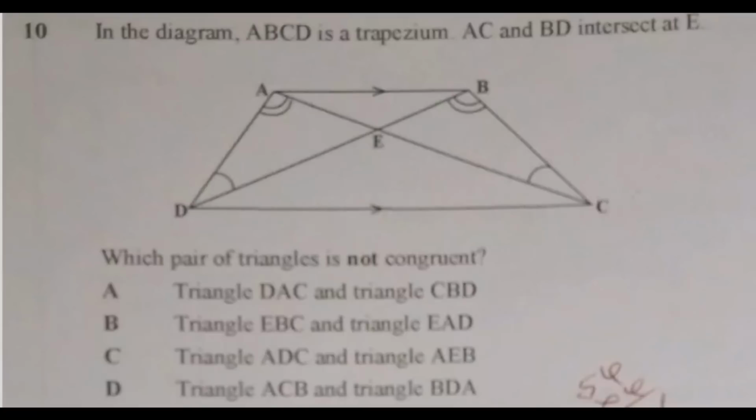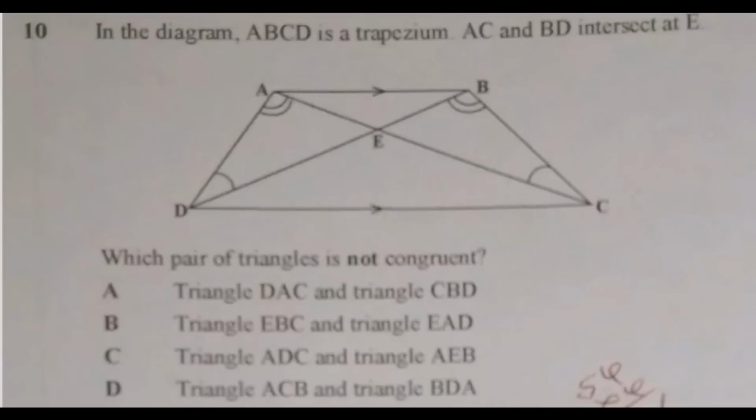Okay, so we need to pay attention and identify the triangles that have been mentioned here. Okay, so A, triangle DAC and triangle CBD. Are those congruent? Yes, they are.